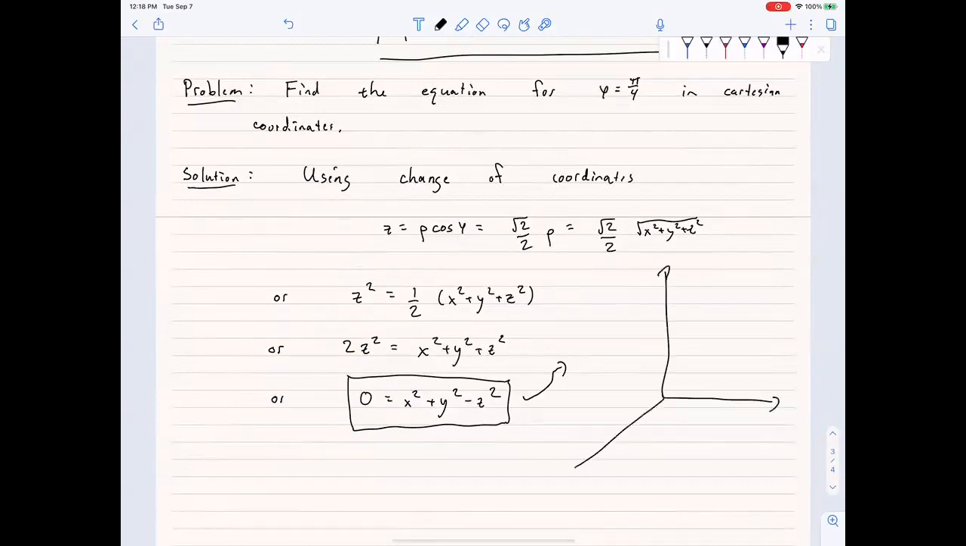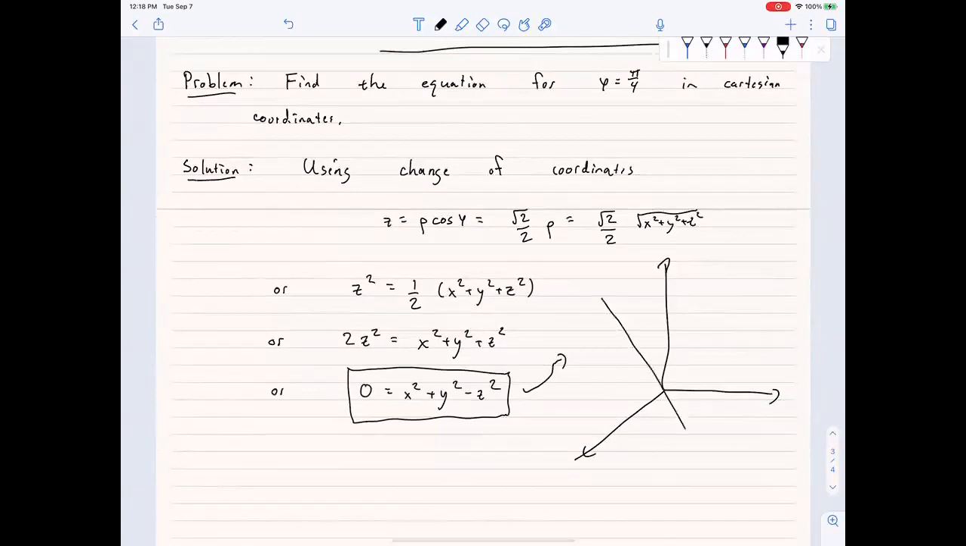this is also a quadric. This equation is a quadric. It's sort of a degenerated quadric. It's a cone. Describes this kind of thing. Let's see if I can. It's like a cone.